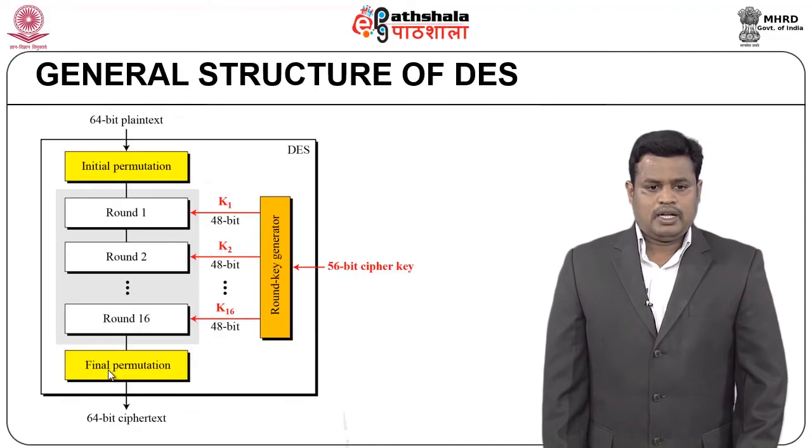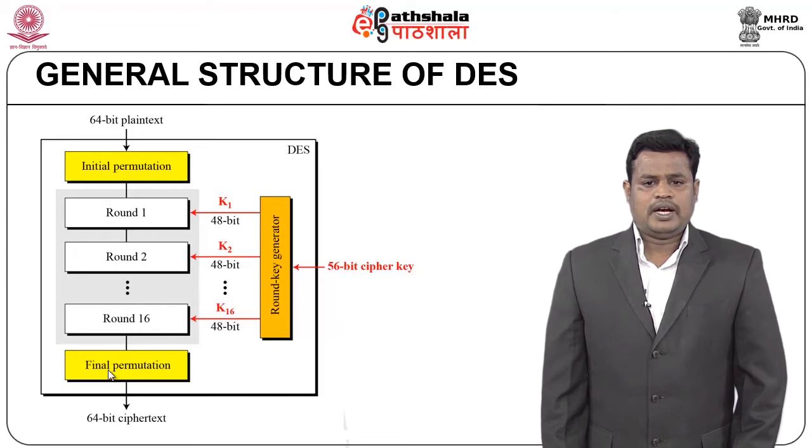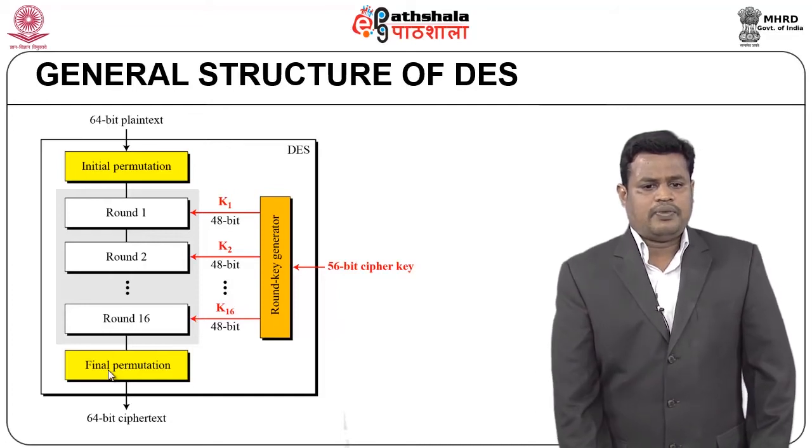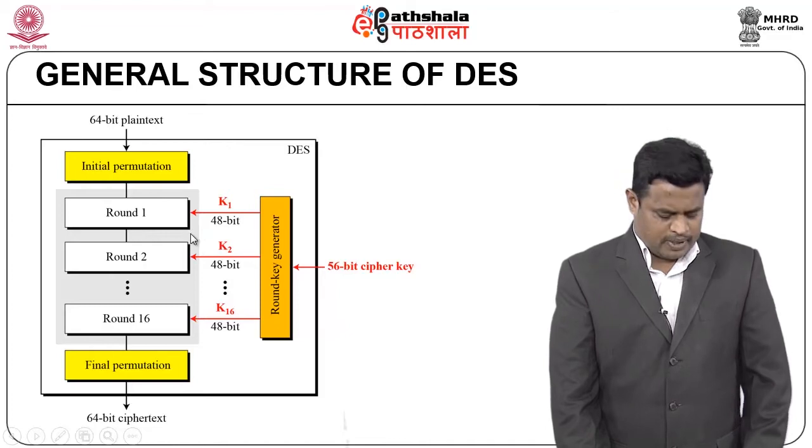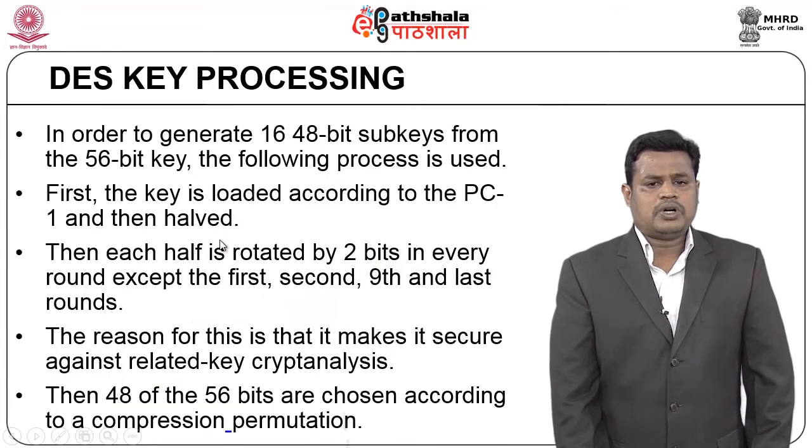So, in the last lecture about the Data Encryption Standard, we discussed the rounds and their operation, and in addition to that we discussed the round key generator. So, now we need to know how the keys are generated. As we know earlier, there will be 16 rounds, and each round will get a 48 bit key. So, the round key generator will help to get this 48 bit key. So, how is it going to be generated?